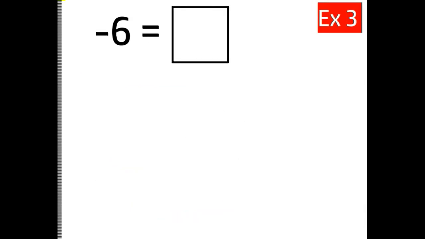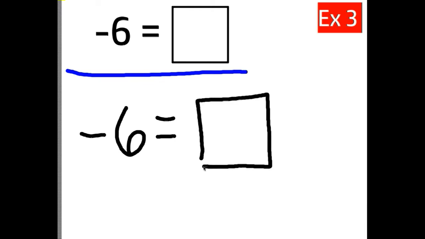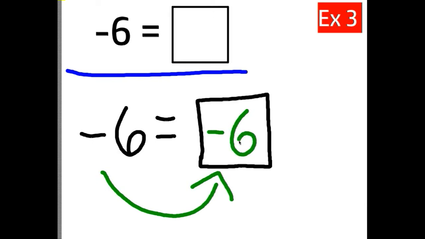Let's go ahead and read example 3 together. Negative 6 is equal to what number? I did this example just because, guess what? There are just as many negative numbers as there are positive numbers. We're going to look at some other type of numbers here in just a second. Negative 6 is equal to what number? Again, it can only be equal to itself. It can only reflect itself on both sides, and therefore can only be equal to negative 6.